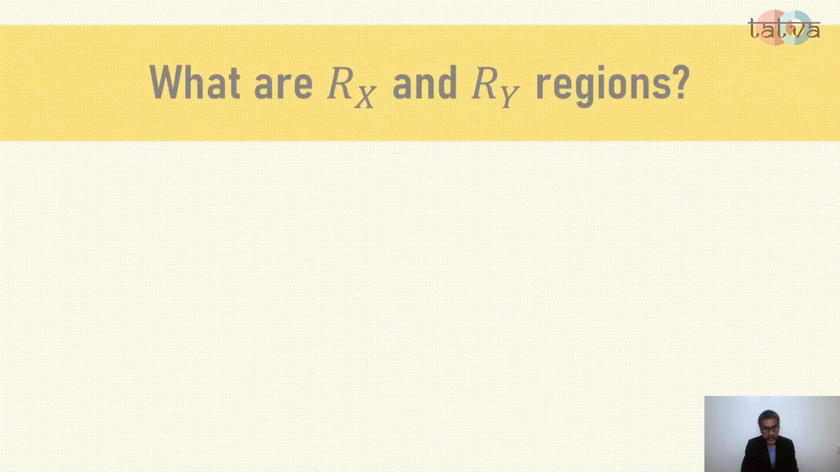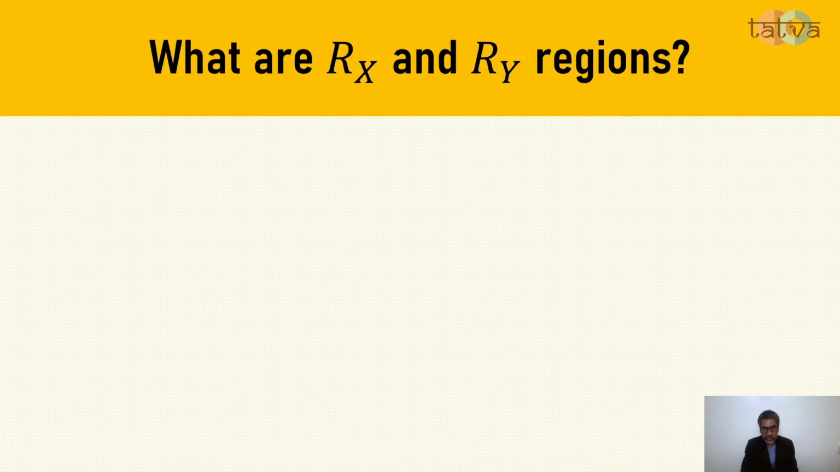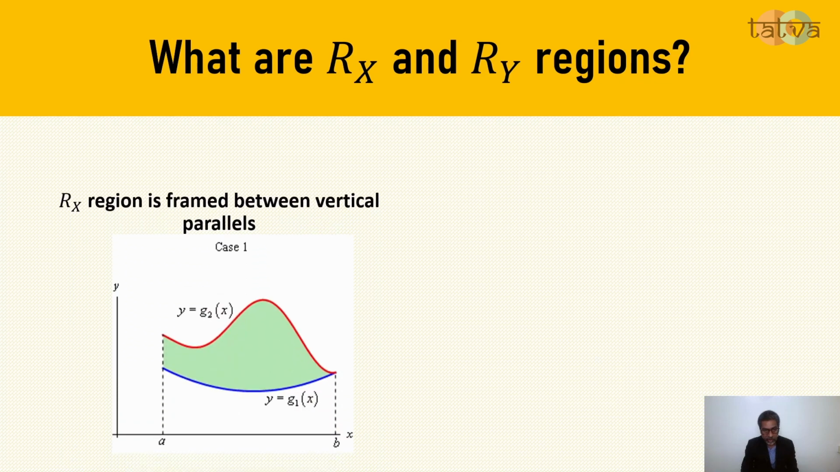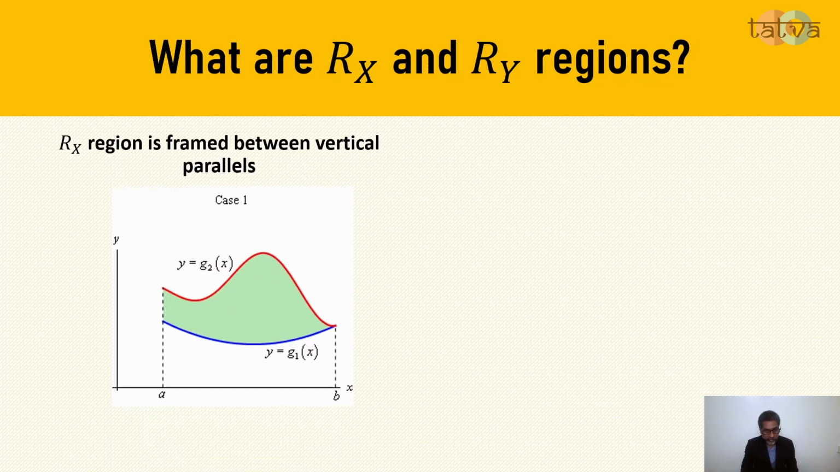So what are Rx regions and Ry regions? Look at this region. This region, let us say, is bounded by two curves, a blue curve below and a red curve above. I know the equations, of course. And you can see that I'm able to see this region completely within vertical parallel lines. So if any region can be expressed like this, we say the region is an Rx region. How to fix the limits, I will explain in my next lecture.